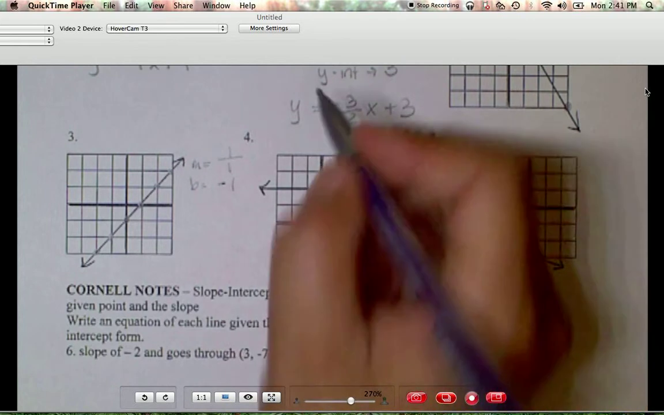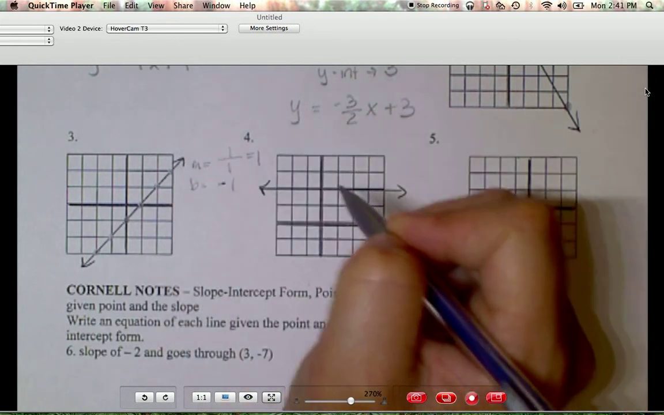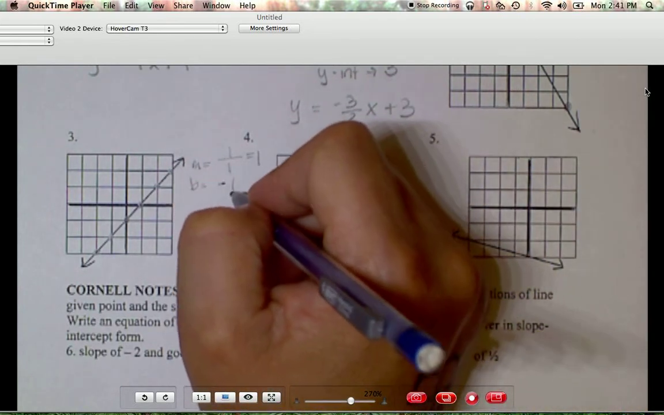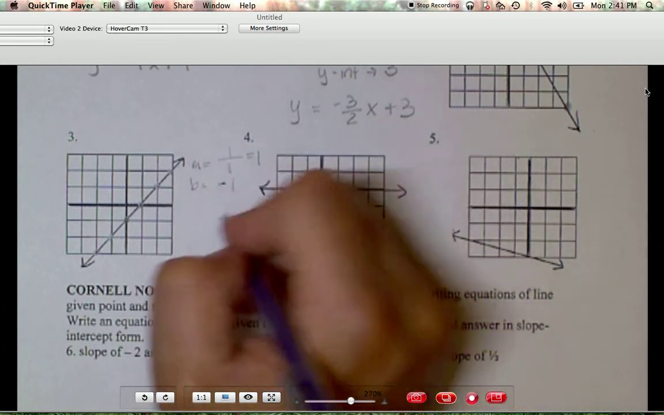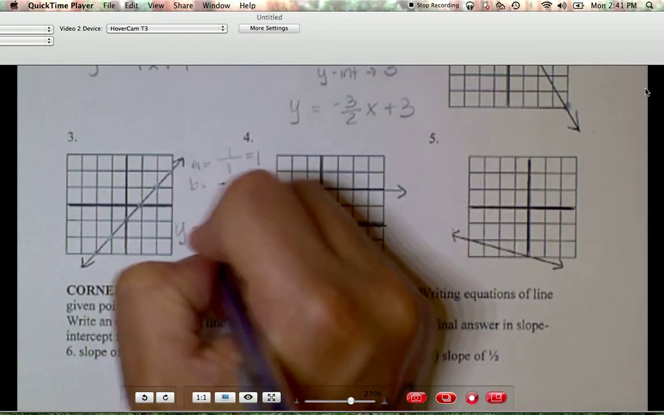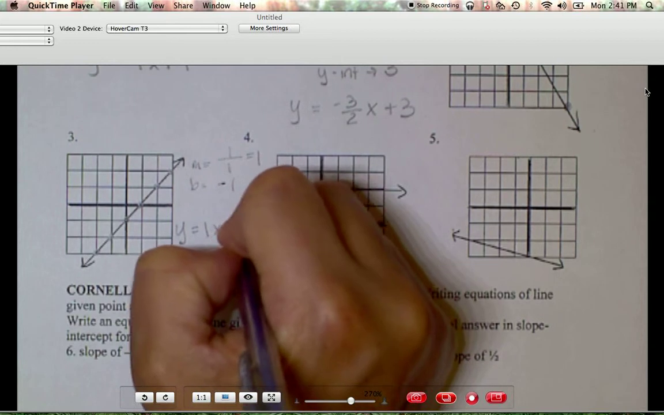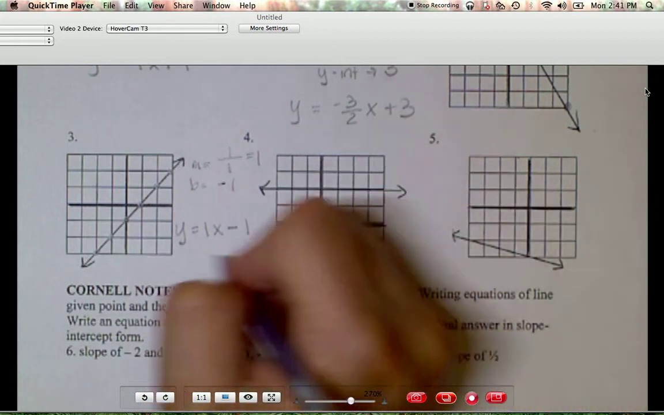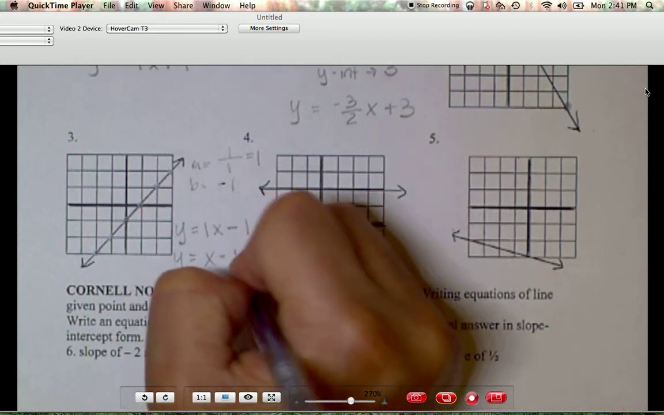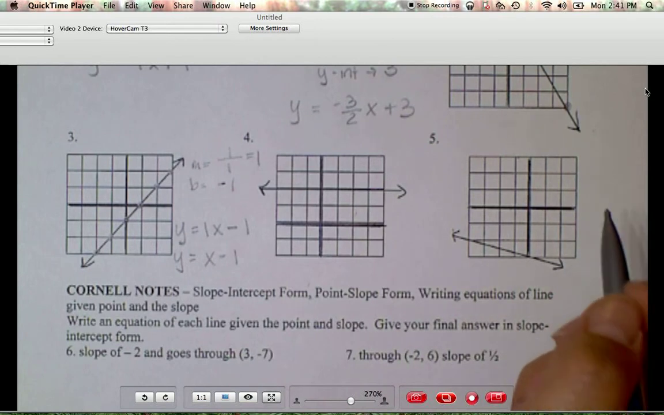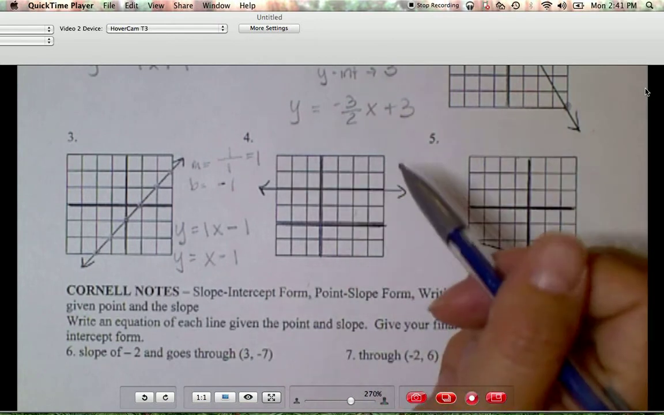And if you want to rewrite your slope as 1, you can. So if your slope is 1 and your y-intercept is -1, then we just throw it into the equation. y equals 1x minus 1. And if you wanted to, you can write y equals x minus 1. Either one is possible, and they're both correct.